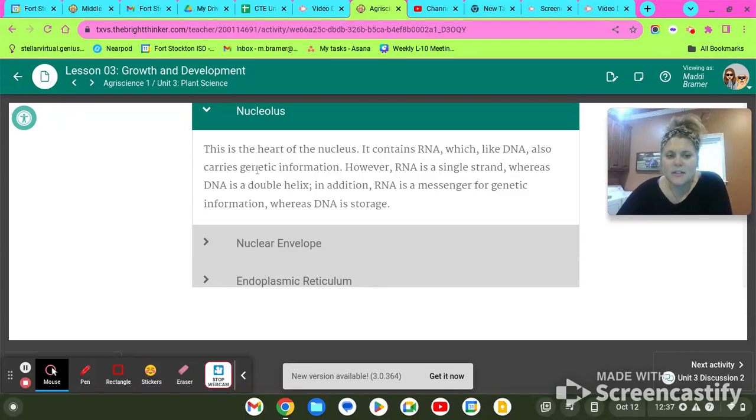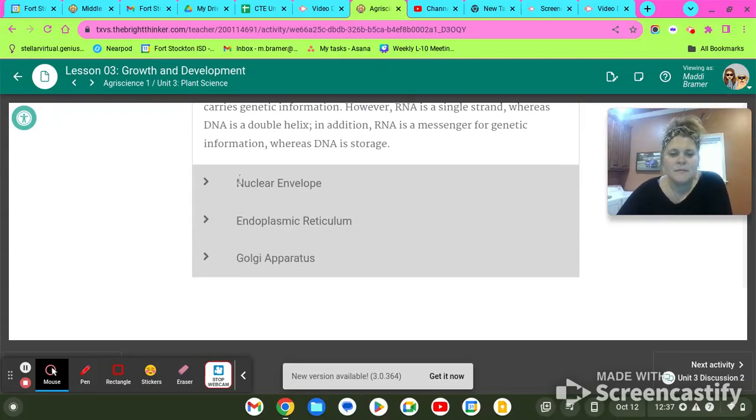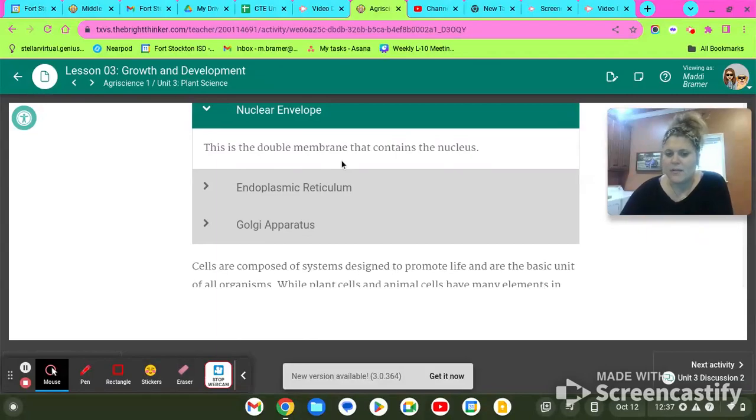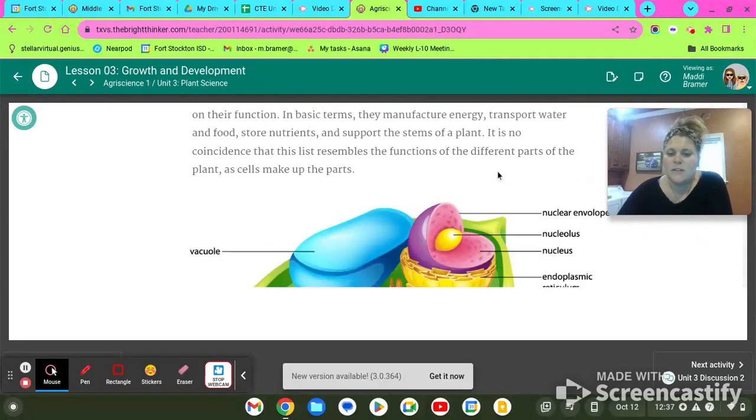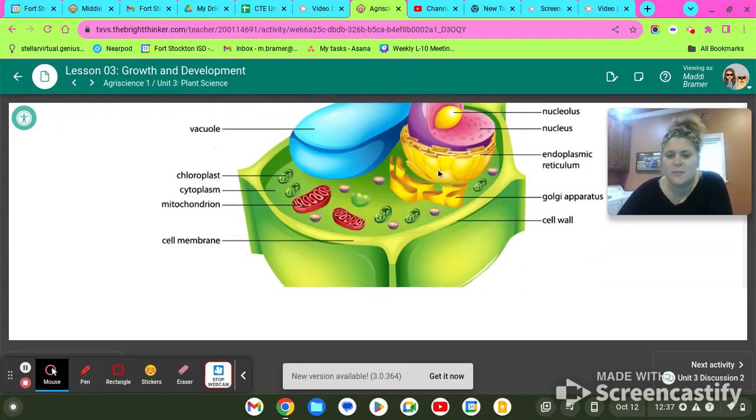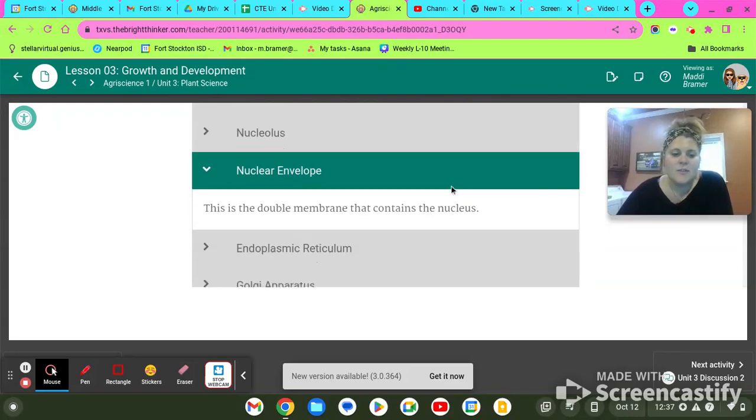Nucleolus is inside the nucleus. That's the heart of it. It contains RNA, which is like DNA, and it carries genetic information. Then we have the nuclear envelope, and that's just the membrane around the nucleus. So you can see all of those parts here. You've got your envelope that covers it, the nucleus, and then the nucleolus, which is basically like the brain of the nucleus, and that's the part that looks like the egg yolk.